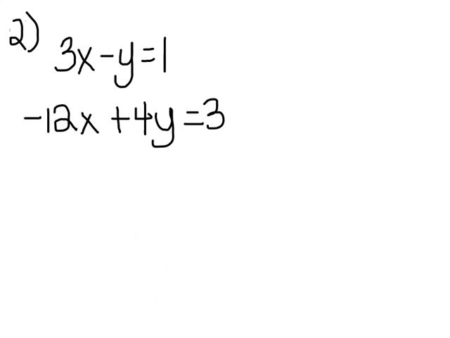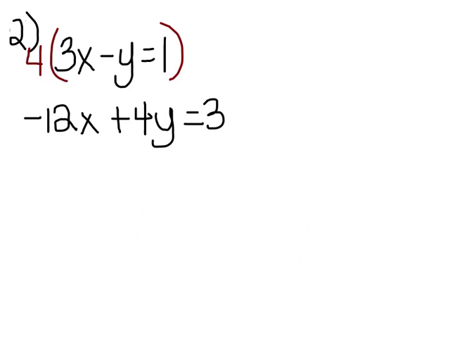Here's our second example of elimination. In problem 2, we'll be eliminating by using multiplication. In order to eliminate a variable, they have to have the same coefficient but opposite signs. So we have a 3x and a minus 12x. We could make them both 12, a positive 12 and a negative 12. Or if we wanted to eliminate the y's, we could make this y a negative 4y and then we'd have a positive 4y. That's what I'd like to do.